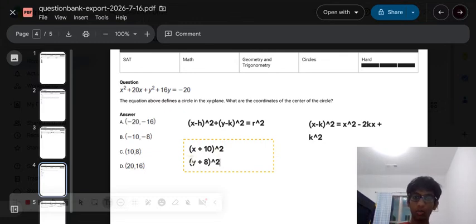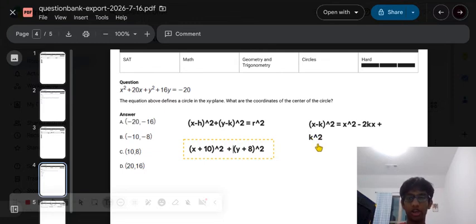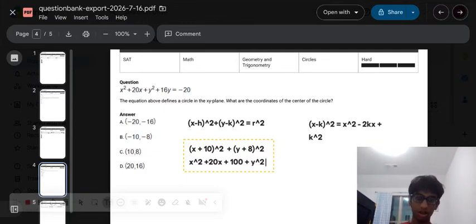Okay, so we now have the basic left-hand side, right? So we have (x + 10)² + (y + 8)². However, what happened to our h squared and our k squared? This is where we need to expand this out. If we do this, we get x² + 20x + 100 + y² + 16y + 64, right? And this is what we get when we expand this out.